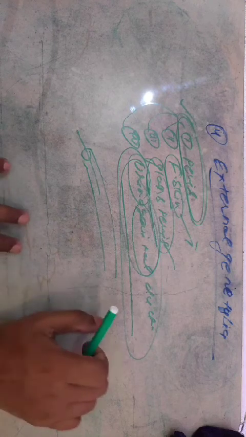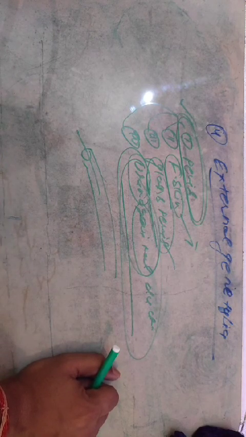With this, the explanation of external genitalia, accessory glands, accessory ducts, and the testis is over. Now in the next video lecture we will describe the human female reproductive system.